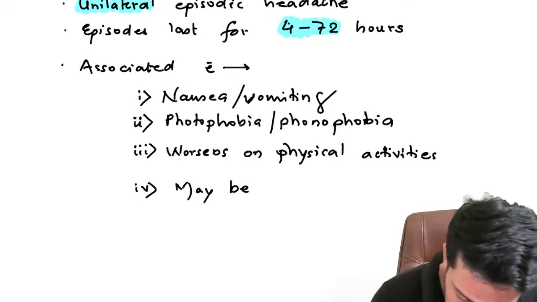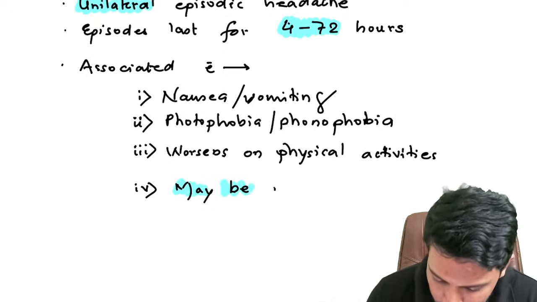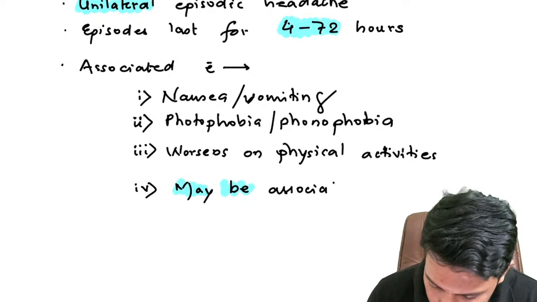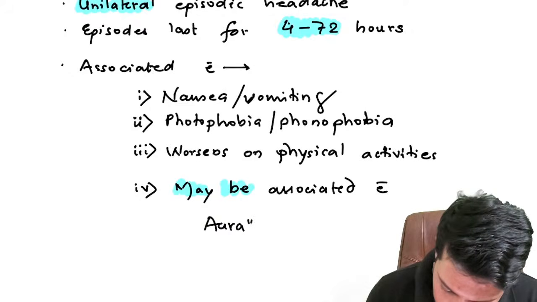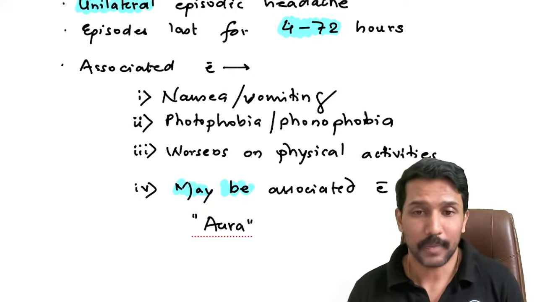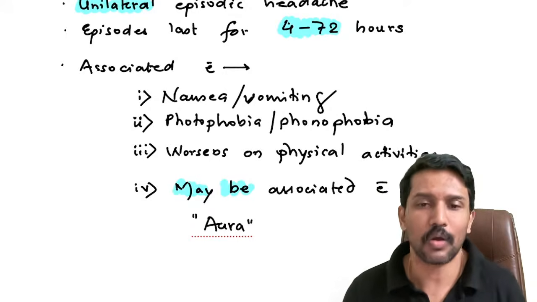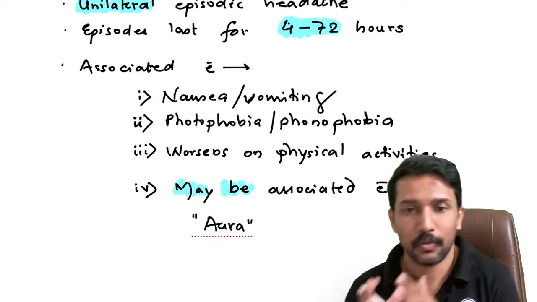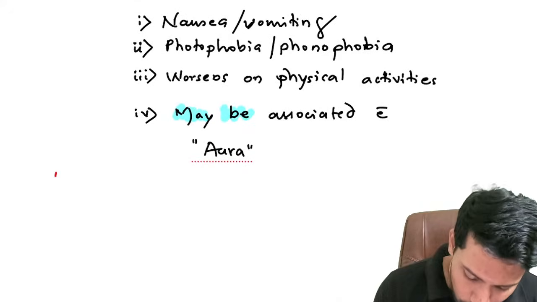The fourth one is maybe, right? Specifically, I want you to write this: migraine may be associated with aura. Why are we saying maybe? We are saying maybe because the majority of patients with migraine do not have aura. So patients with migraine without aura are more common than patients with migraine with aura. Okay, now we will write a short note on what this aura is.